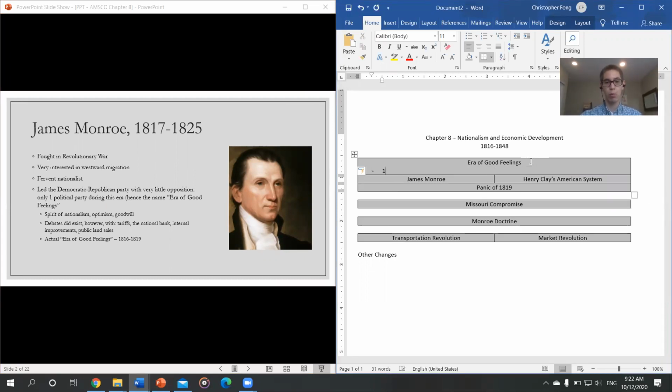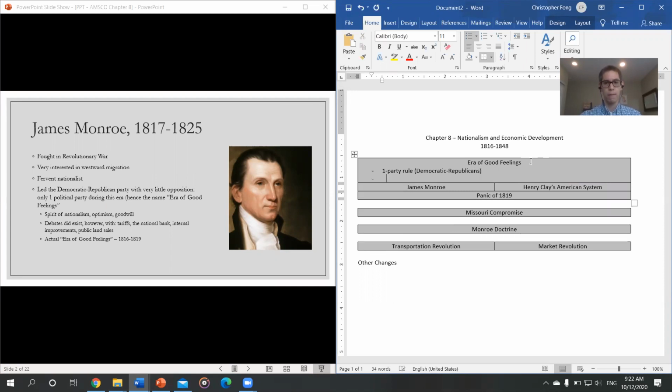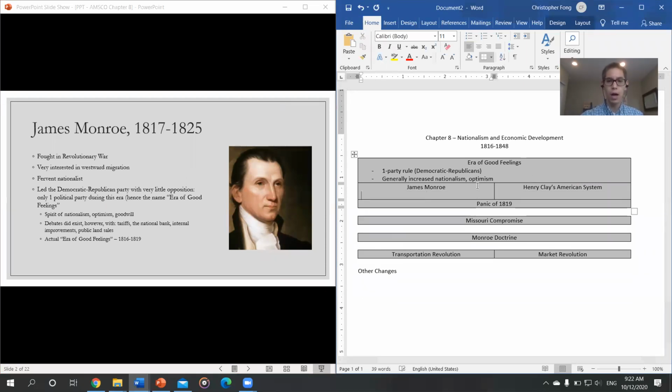So this was basically one-party rule. This is the Democratic Republicans, and there's generally increased nationalism, optimism, things like that. For James Monroe, he's especially interested in westward migration.